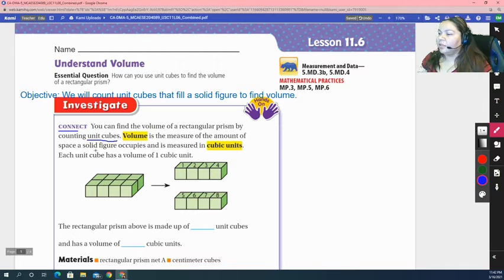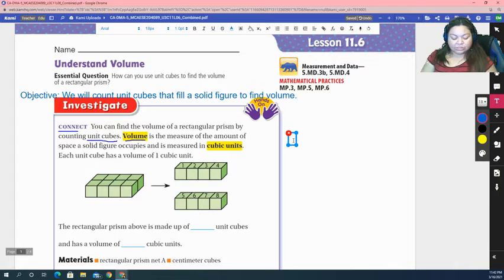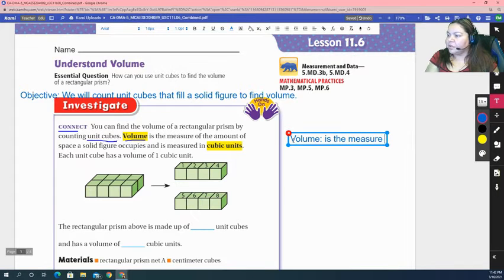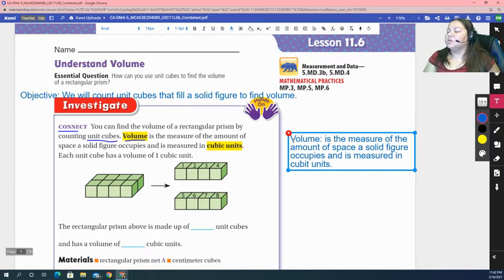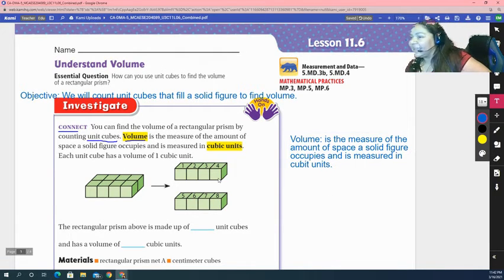Volume, and here's what volume is. We want to write this in our notes. I'm going to write it to the side again, just so that you know that you need to write this down in your notebook or somewhere where you can remember. Volume is the measure of the amount of space a solid figure occupies and is measured in cubic units. So we're going to be measuring volume in cubic units.